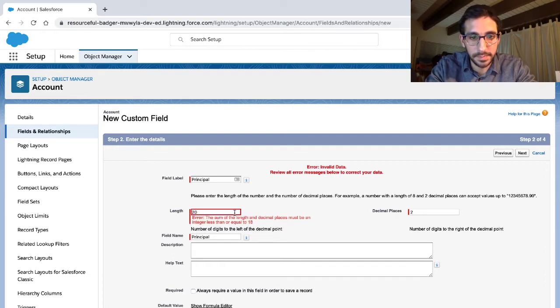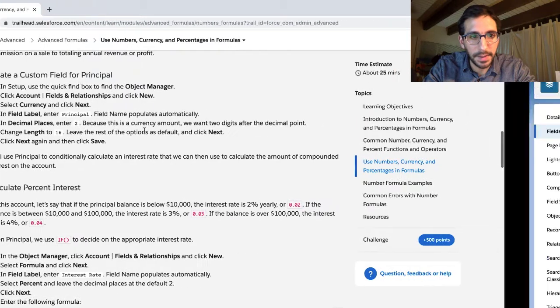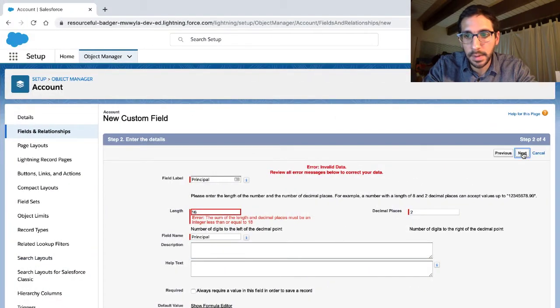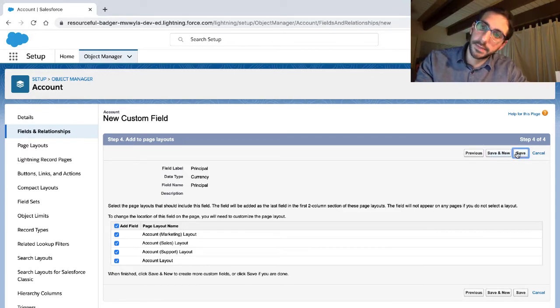Where am I going? Just curious. Seeing what happened. Okay. In decimal places, enter 2. Okay, 16. Click next, and save. Okay. Next, and save.